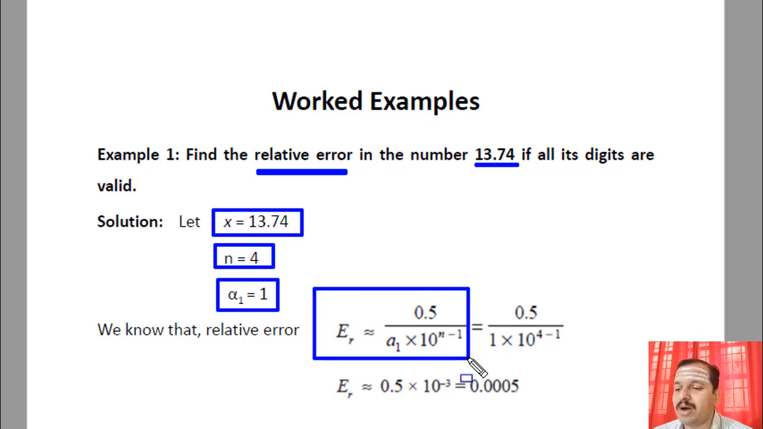Just now I have explained how we get this particular expression. This is the standard formula we obtained in the previous section, and now we are going to use it. So the numerator is as it is, in the denominator alpha 1 is 1 here, into 10 to the power of n, which is 4, minus 1. When we simplify this, it is 0.5 into 10 to the power 3 in the denominator. So it is 0.5 into 10 to the power of minus 3 if we write it in the numerator, or else 0.5 divided by 1000, which is nothing but 0.005. So the relative error is this much when the given number has all its digits valid. This completes the solution of the first problem.